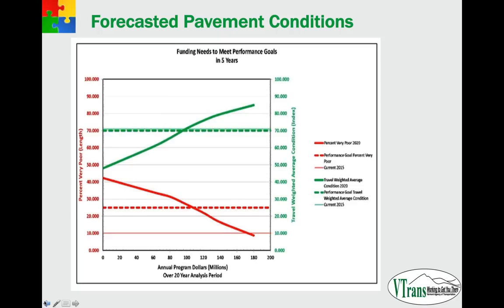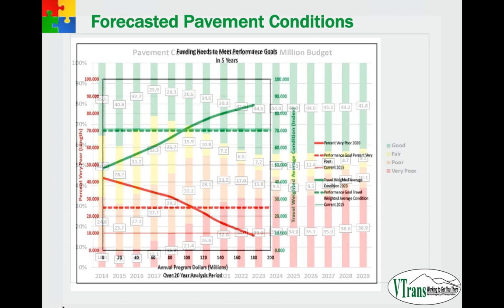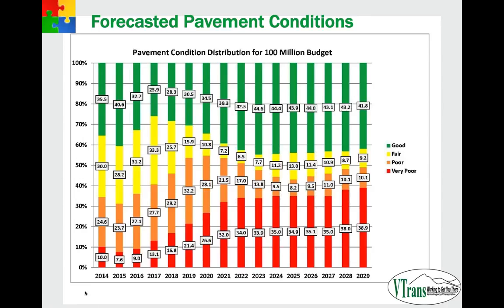So this is the unweighted pavement condition distribution for the $100 million budget, and you can see, oops, we go back to that one slide. And you can see that what happens here is we're doing okay, but then we lose the percent very poor. It gets out of control for us in out years. Okay, next slide, please.